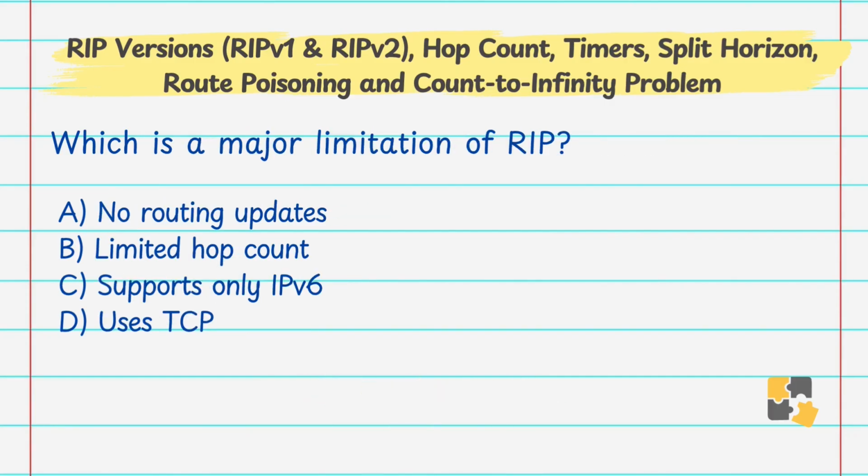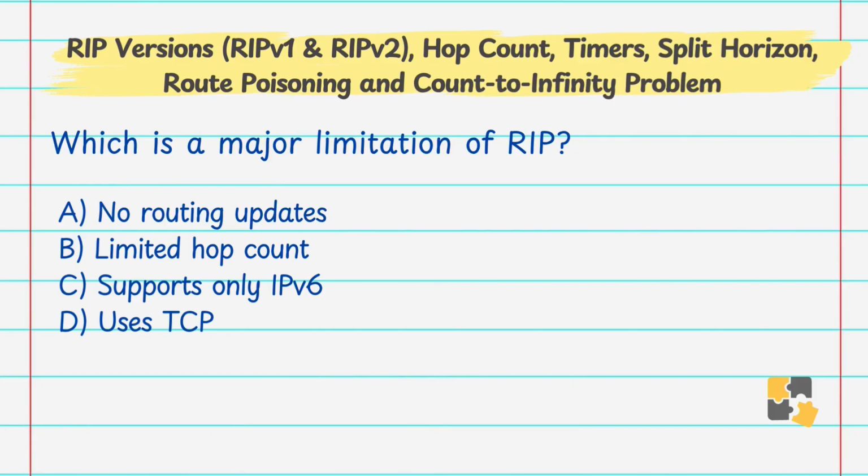Which is a major limitation of RIP? A. No routing updates, B. Limited hop count, C. Supports only IPv6, and D. Uses TCP. Answer is B. Limited hop count. The maximum of 15 hops limits RIP scalability.